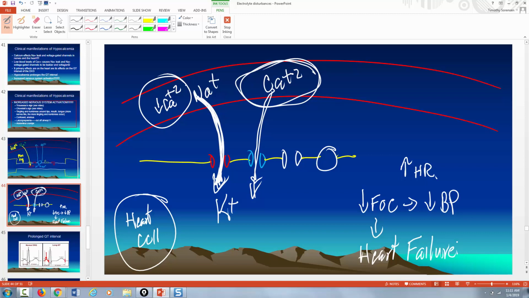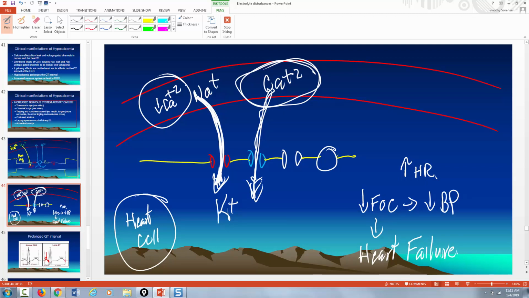So, what are the effects on the heart? It's going to cause sodium to be more leaky, so your heart rate's going to go up. The QT interval is going to be wider, and there's going to be a drop in the force of contraction of the heart because there's less calcium in the blood available for that heart muscle to contract.